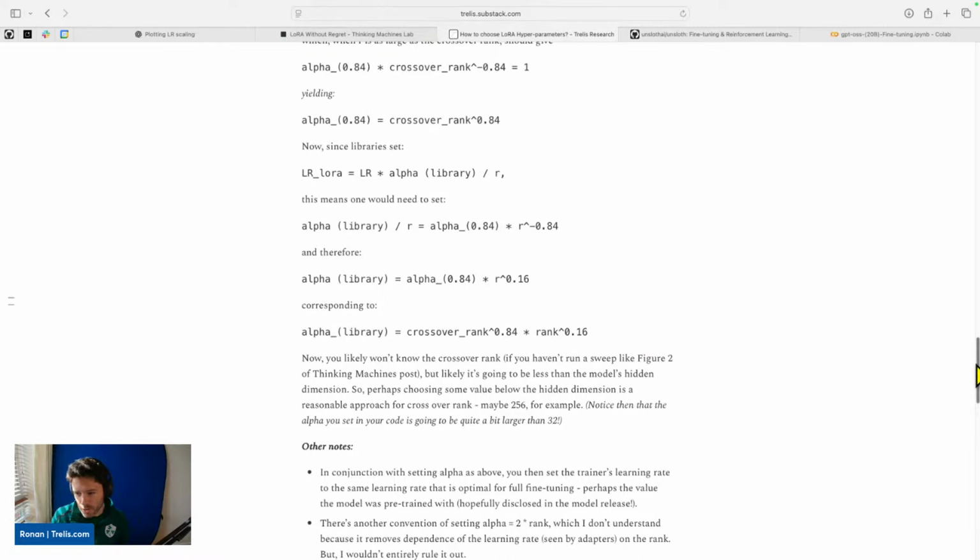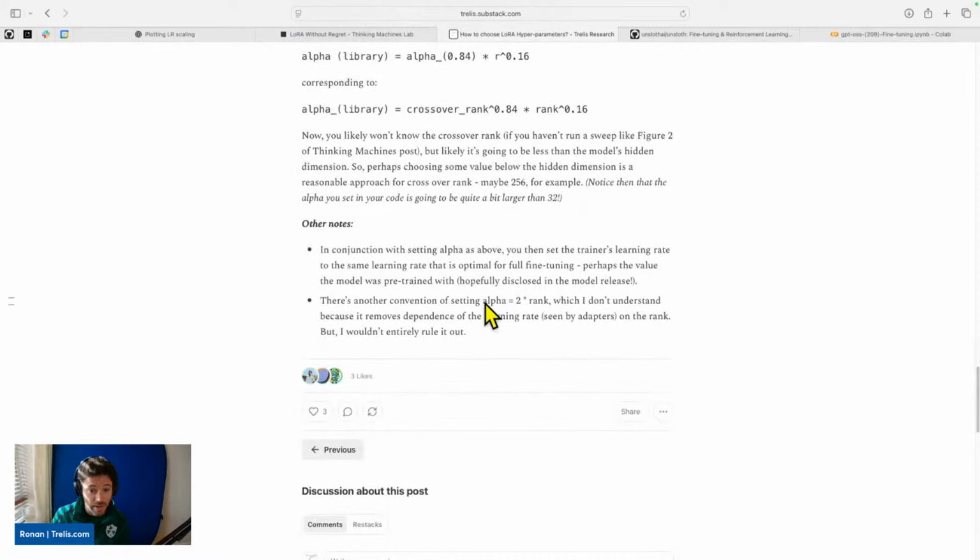I do see in some repos a recommendation of setting alpha equals 2 times rank. I think this is probably a very bad idea, because if you set it equal to 2 times rank, you are removing any dependence of that learning rate multiplier on the rank, because this is divided by rank, so it's just a constant multiplier of 2. So even if you have a really small rank, you're only going to accelerate the learning rate by a factor of 2. Whereas with alpha over rank, let's say you have a rank of 8 and an alpha value of 64, that's 64 over 8. You're getting an 8 times multiplier on your training.